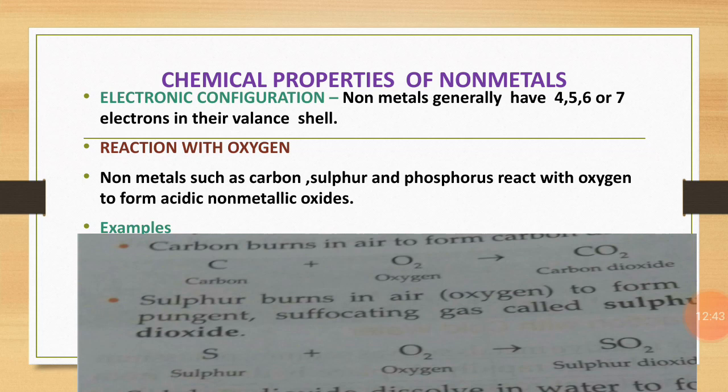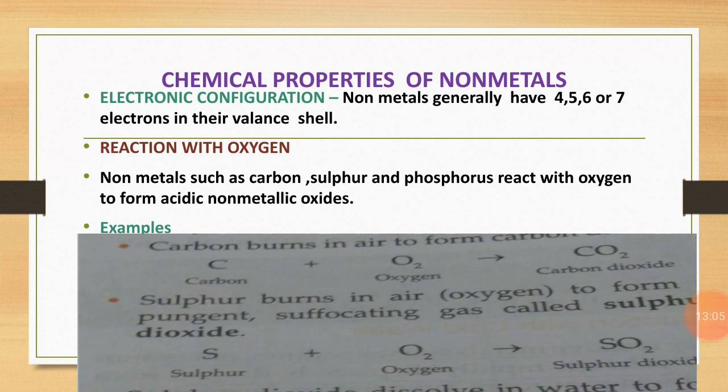When we put one drop of that solution on red litmus paper, the red litmus paper remains red. But when we put one drop of that solution on blue litmus paper, the blue litmus paper changes its color to red.